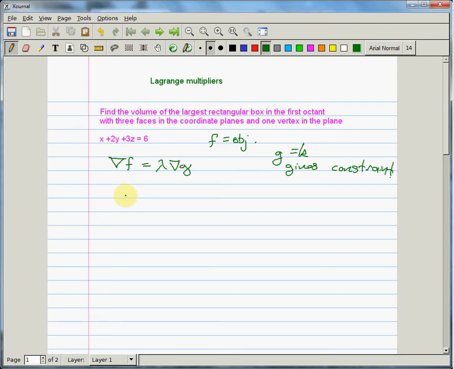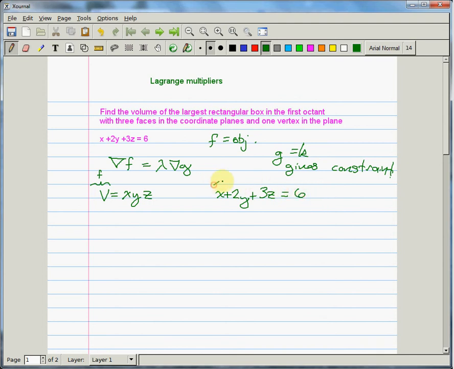The objective function is the volume of a box. So the volume of a box is xyz. And the constraint on this problem is this. So here, this is going to be f. This is the objective function, the thing that we want to optimize. And the constraint comes from x plus 2y plus 3z equals 6.